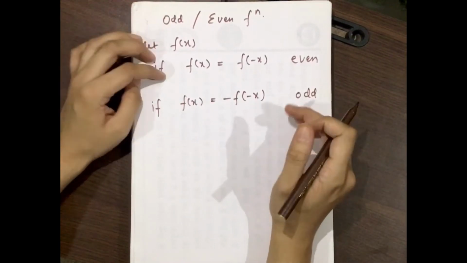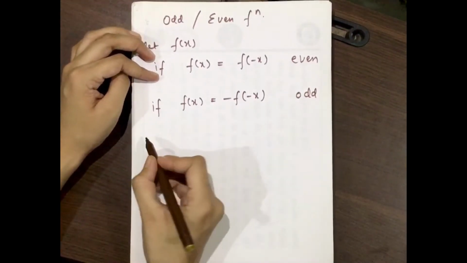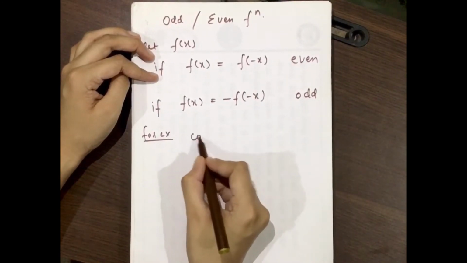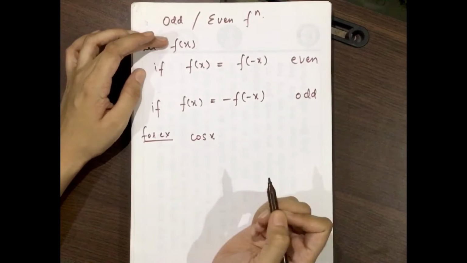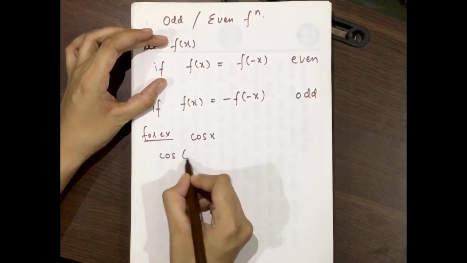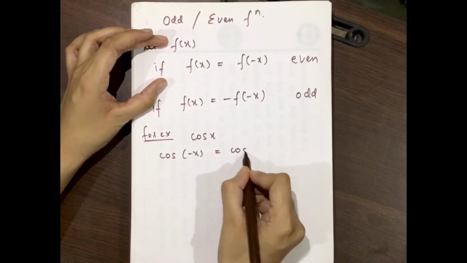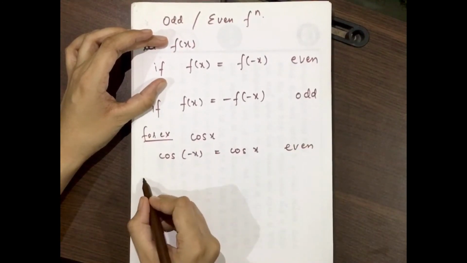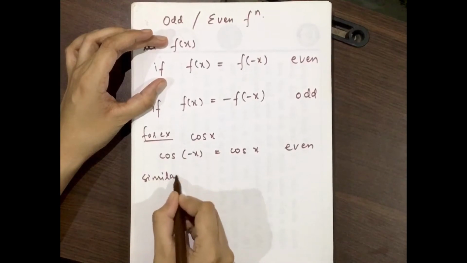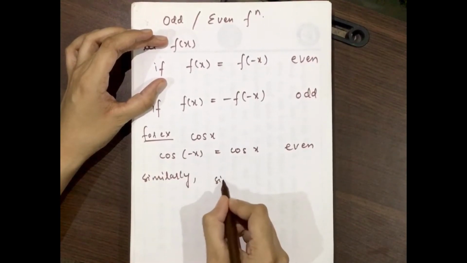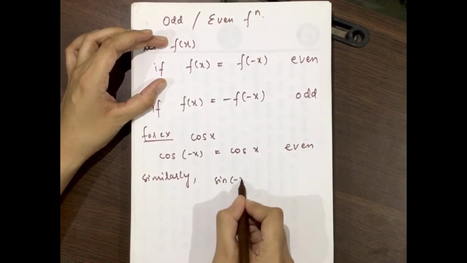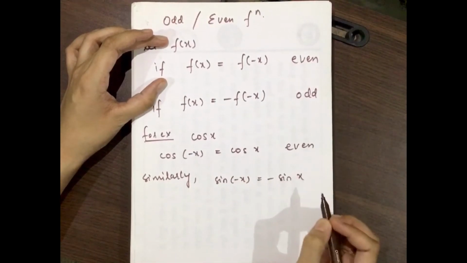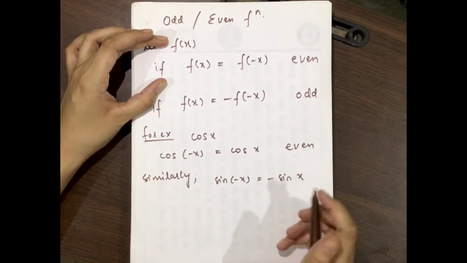Now how to check whether it is an even or odd function? We just need to put x as -x. For example, cos x is a function. So we put x as -x. So cos(-x) will be cos x. So it is an even function. Now similarly, for example, let the function be sin x. So sin(-x) will be -sin x. So here we can say sin is an odd function.